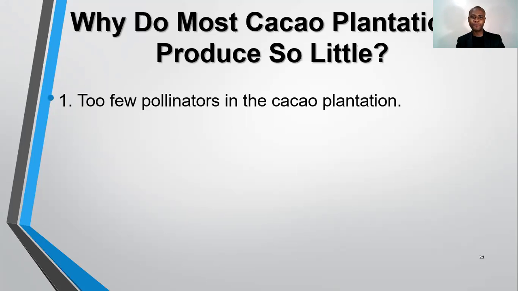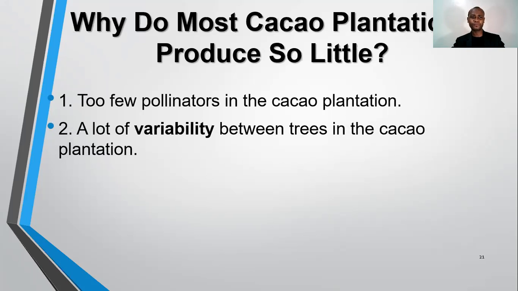Number one, too few pollinators on the cacao plantation. This is one big issue, because of weedicide, because of insecticide, and because of poor farm management, usually there are few pollinators on the farm. And if you have few pollinators, it means that you are not going to really have a good harvest.